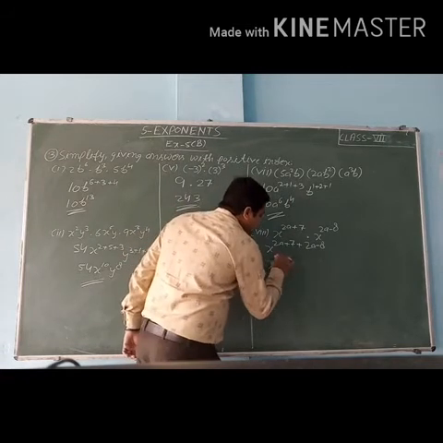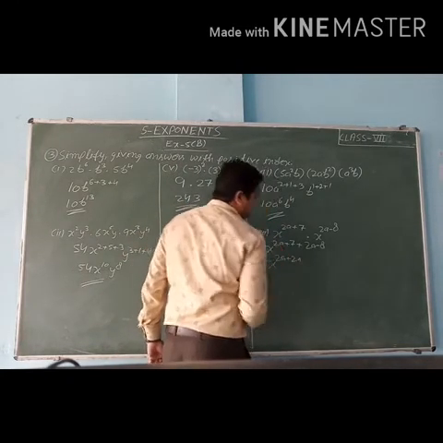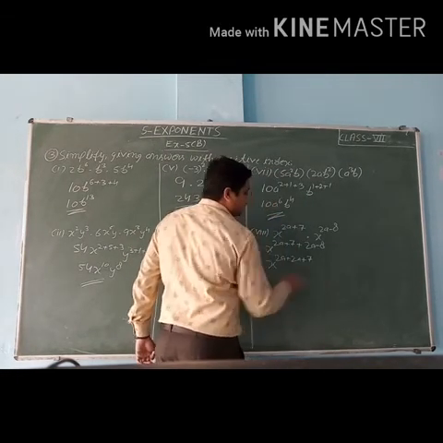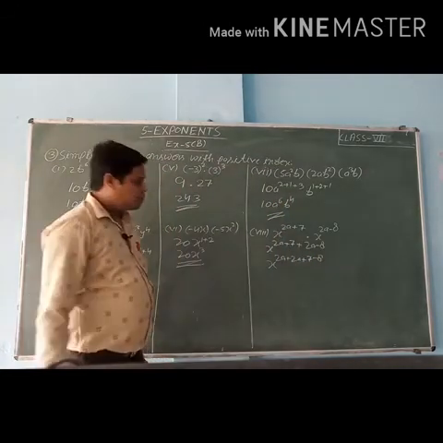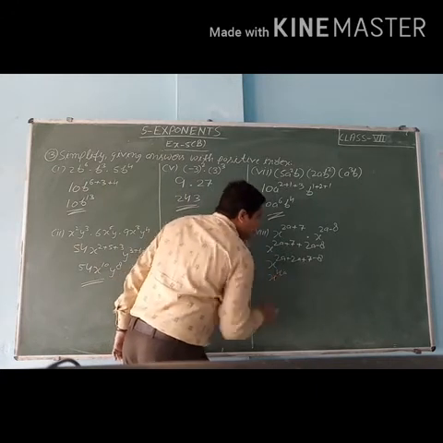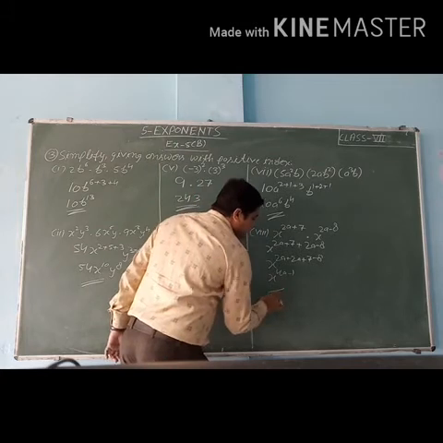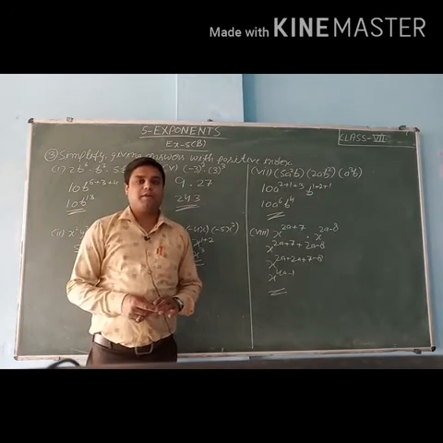Arrange the like terms. 2a, any other a, yes, this plus 2a. Any other a, no. Then plus 7, any other number, yes, minus 8. So we have written all the terms. So x raised to the power 2a plus 2a is 4a, plus 7 minus 8 is minus 1. So the answer is x raised to the power 4a minus 1.